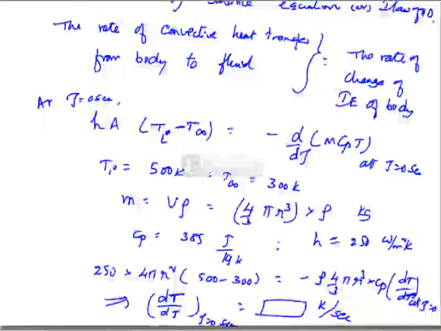In fact, as the time passes, the rate of fall of temperature with respect to time will itself be decreasing, because the temperature difference between the body and the fluid or the oil bath is decreasing. The rate of fall of temperature with respect to time, as the time progresses, will be decreasing. It will not be as high as at the initial case, that is at tau is equal to 0 seconds.